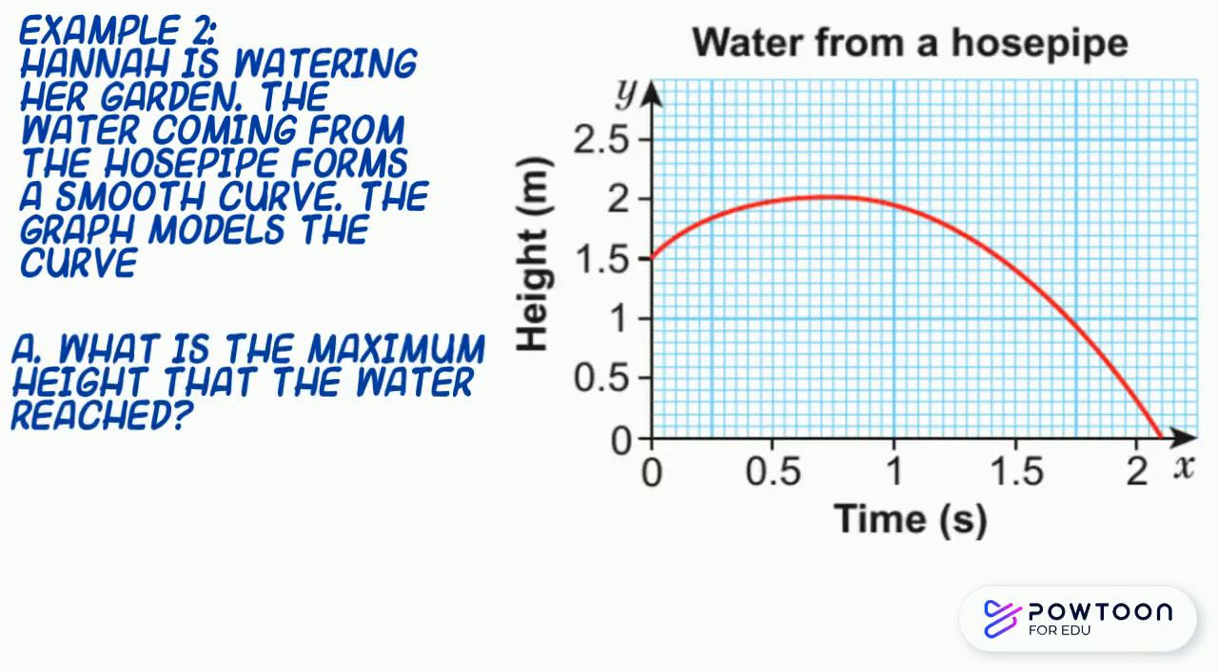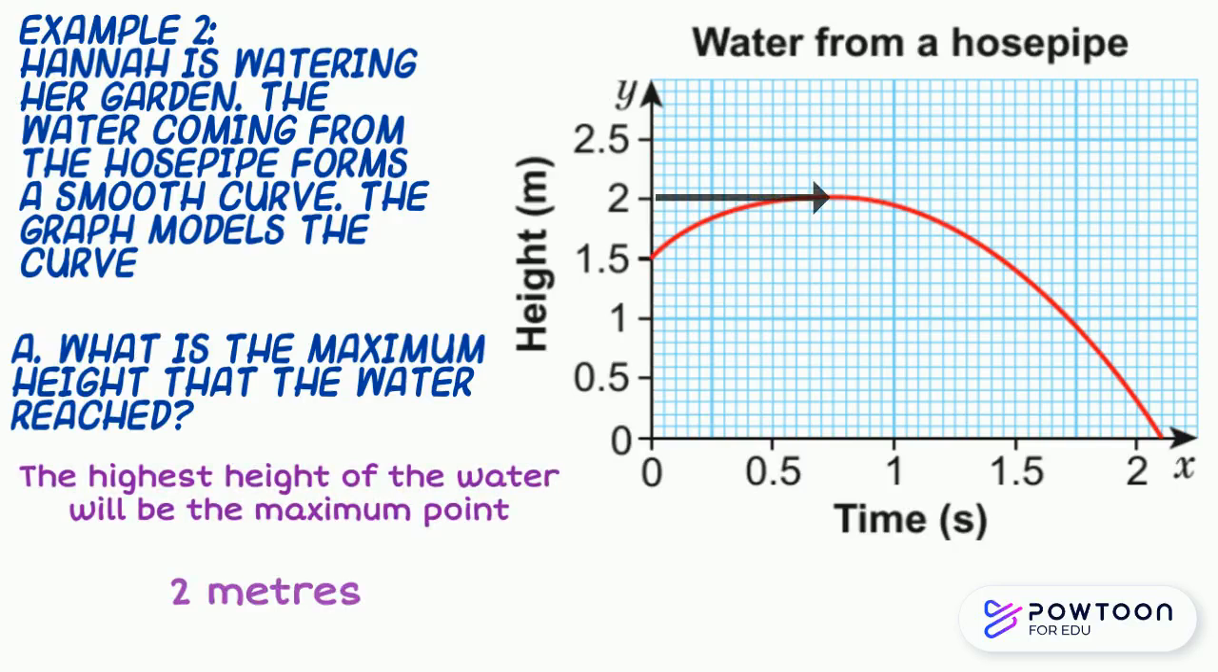Moving on to example 2, we've got Hannah is watering her garden. The water coming from the hose pipe forms a smooth curve, which is represented by this graph. Part A is what's the maximum height that the water has reached. This is again just going to be at that maximum point of our graph, which as we look over, we can see it's at 2 meters.